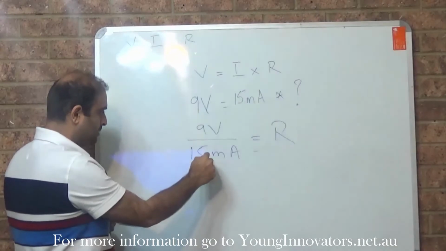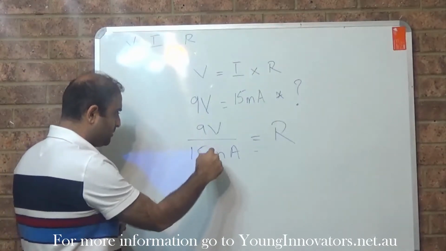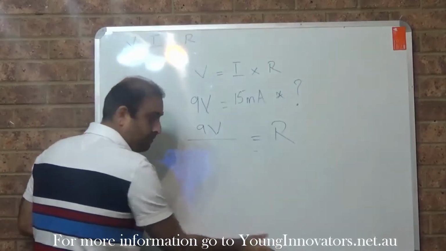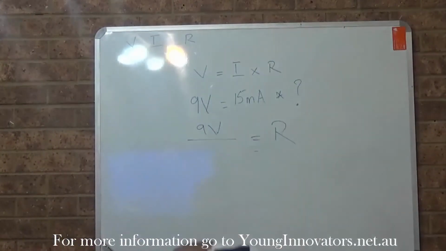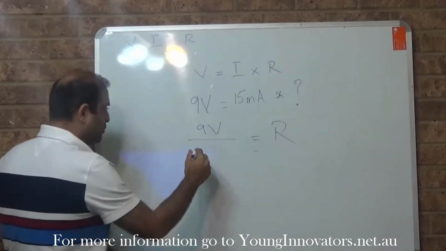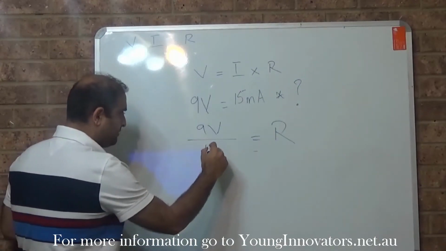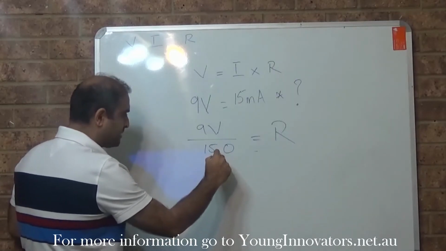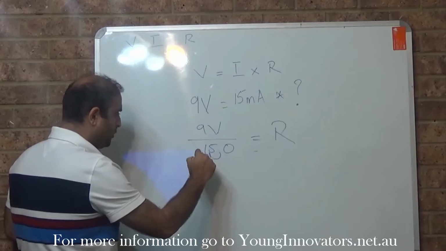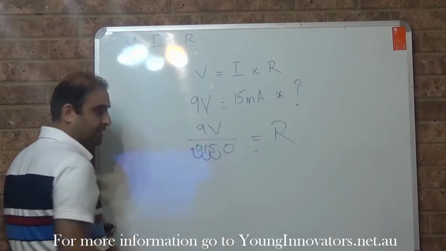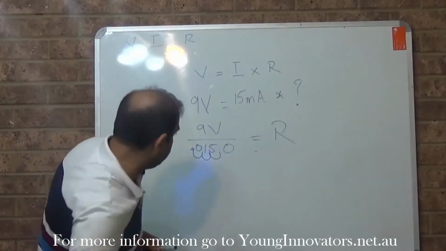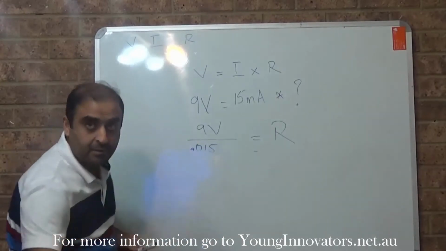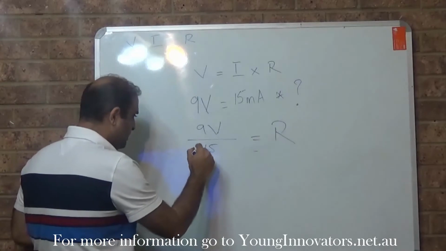A simple way is to put a 0 here and keep it in ampere. So let's put 0.015 ampere. It's 15.0, so we take this point three decimals back: 1, 2, and 3. Put a 0 here, and that will make it 0.015. That's become ampere now.